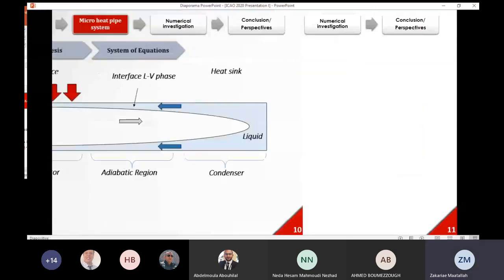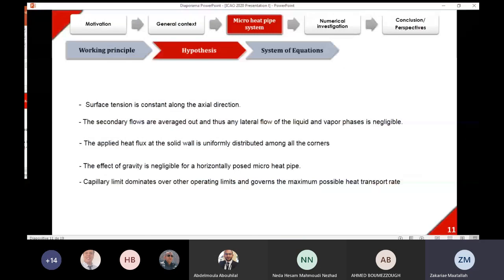Okay, here I'm giving you some hypotheses of this study. Surface tension is constant along the axial direction because we are dealing with the phase change, so there is no big difference in temperature between the liquid and the vapor phase. And thus, any lateral flow of the liquid and vapor phase is neglected. The applied heat flux at the solid wall is uniformly distributed among all the corners. The effect of gravity is neglected for the horizontally posed micro heat pipe. Capillary limits dominate over other operating limits like boiling limits and govern the maximum capacity rate.